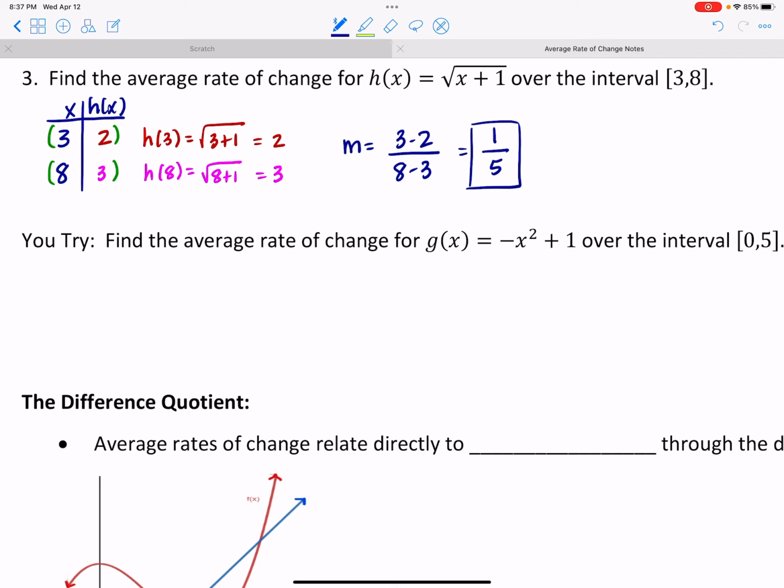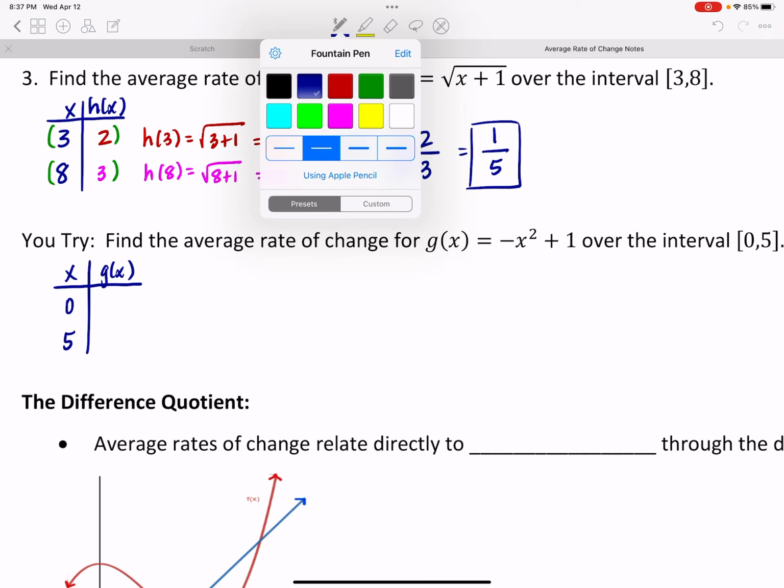So again, I'm going to make a little table out of this, just nice to organize in the table. This function is called g of x. They're giving me the inputs. They're saying start at an x of 0, end at an x of 5. I'm going to find my corresponding outputs.